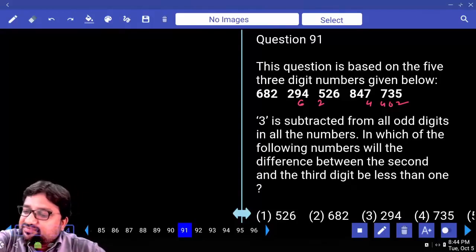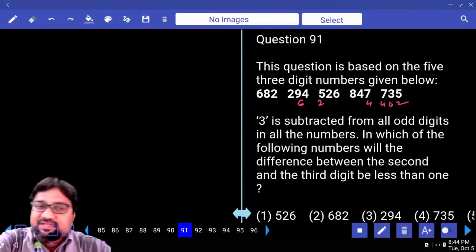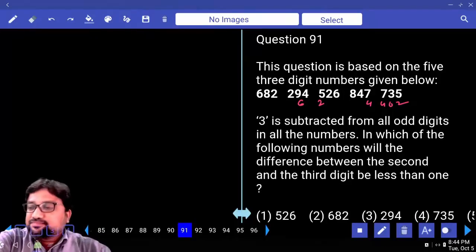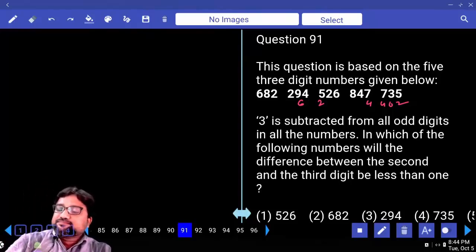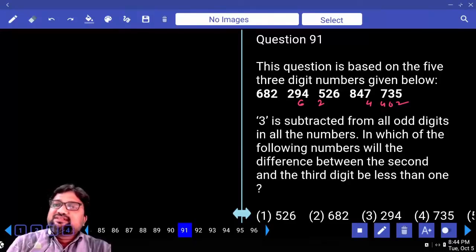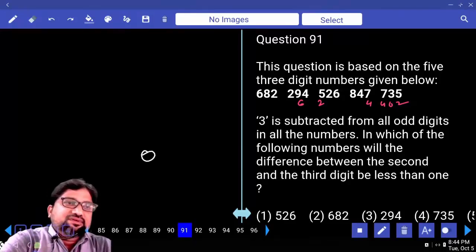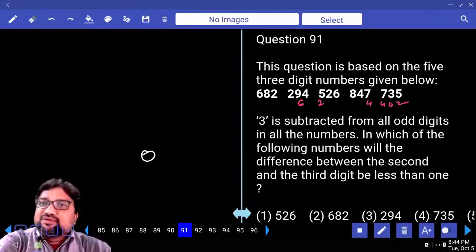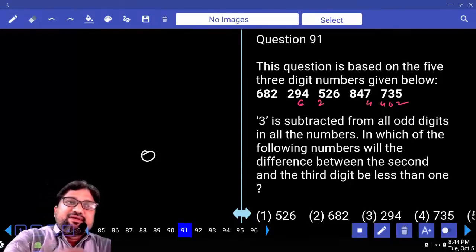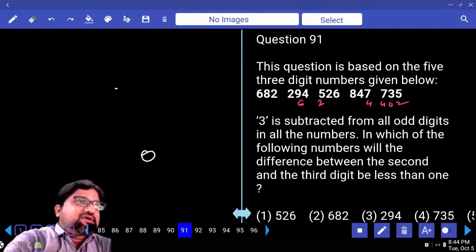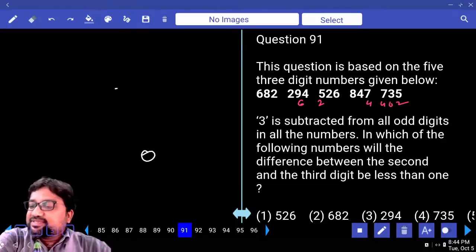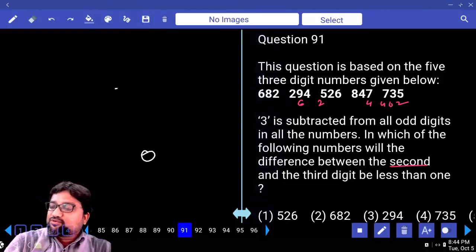In which of the following numbers will the difference between the second and the third digit be less than 1? Less than 1, what is he saying? Less than 1 means what? 0. The difference between 2 numbers is 0, so both numbers should be the same, right? So in how many places are you getting the same digits? Second and third digit, remember that.